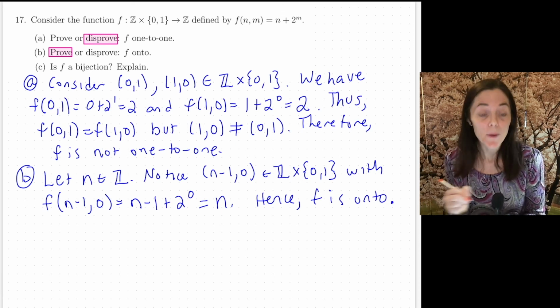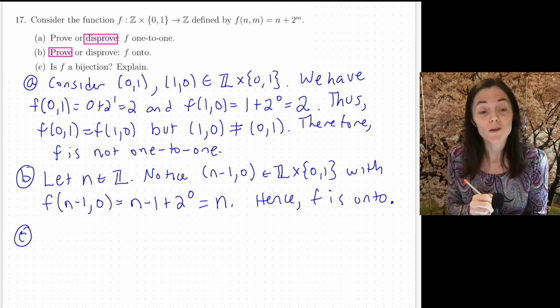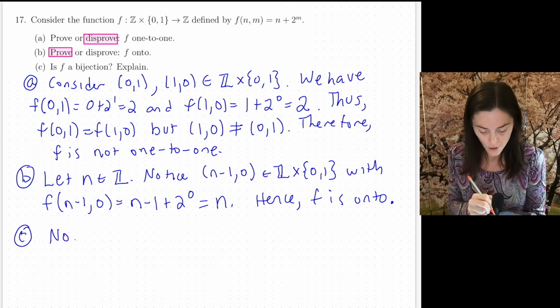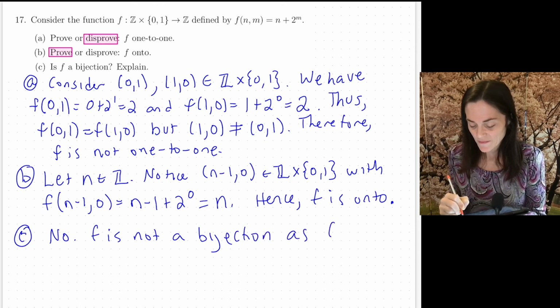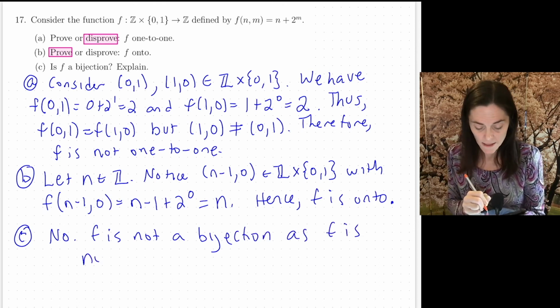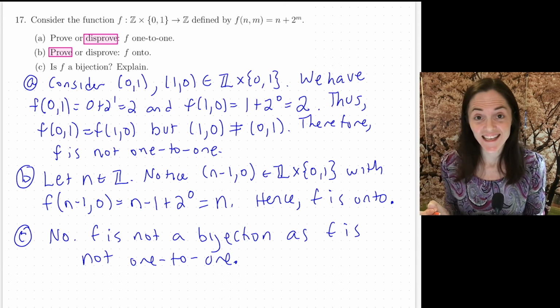Okay, now part C. As I mentioned, this is very straightforward. Since we have already answered A and B, the answer is no. F is not a bijection because F is not 1 to 1. And this is the end of number 17.